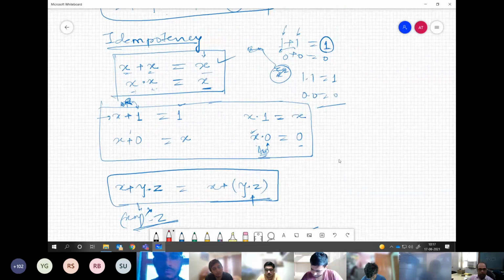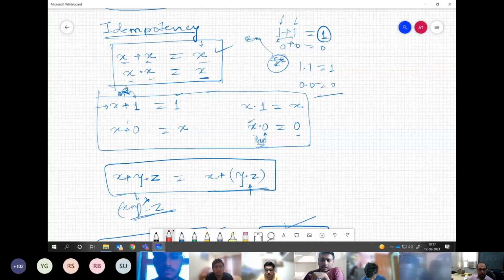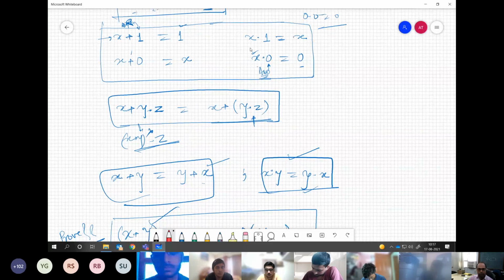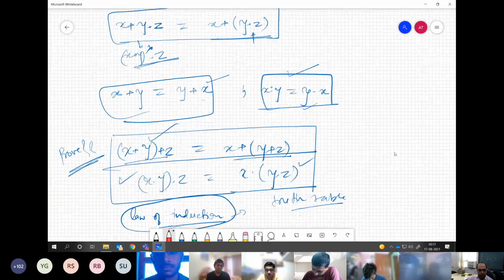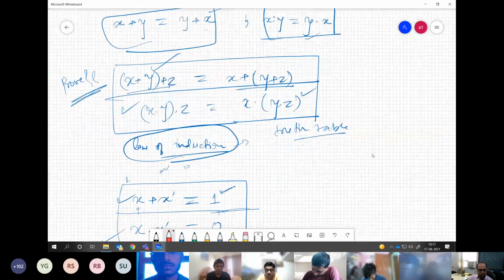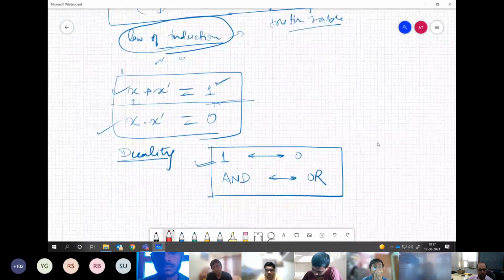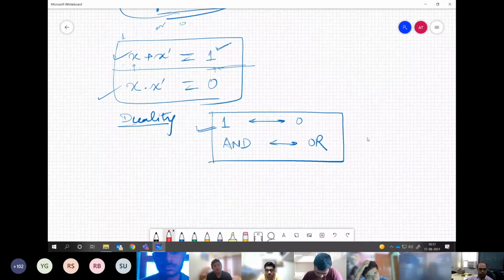Then we have seen some more things: if we add a variable to itself, or multiply the same variable with itself, it remains the same. We also saw the outcomes when we add 1 to a variable, take the product with 1, take the sum with 0, or multiply with 0. Then some more simple rules we have understood, and these can all be proved through the laws of induction. We can make the truth table and show that all these things hold true.